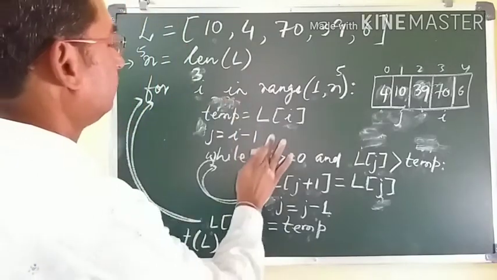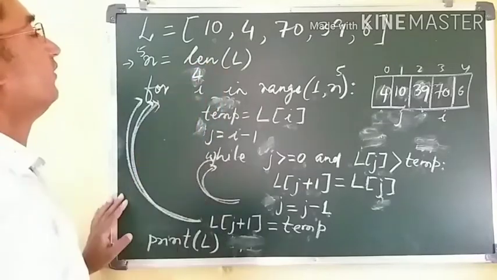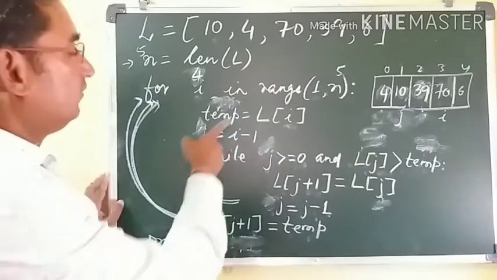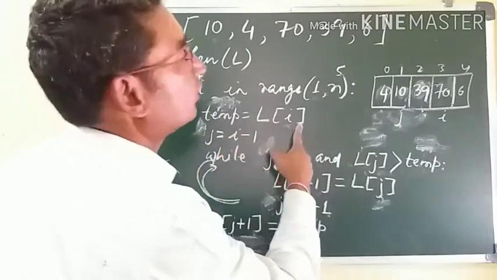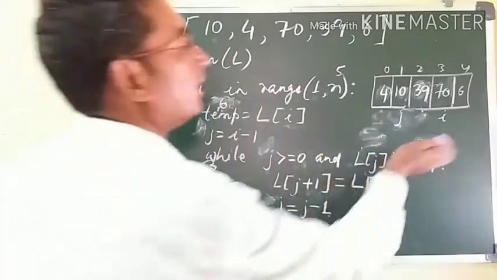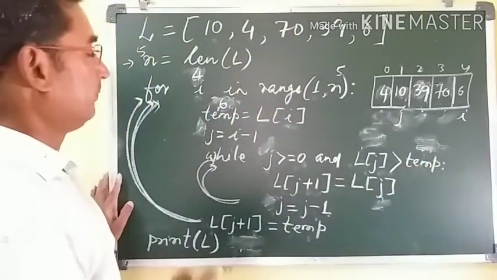And it will come again here. The value of I is 4. Now 4 is less than 5. This condition is true. Again we have to repeat the same thing. In temp, L of 4 is 6 here. 6 will be assigned into temp, and the value I is here at location 4.